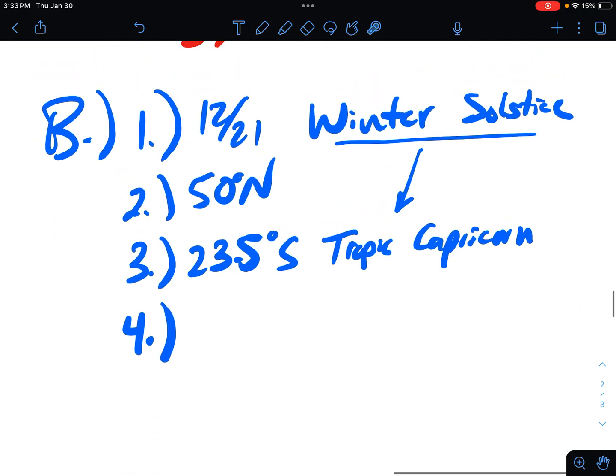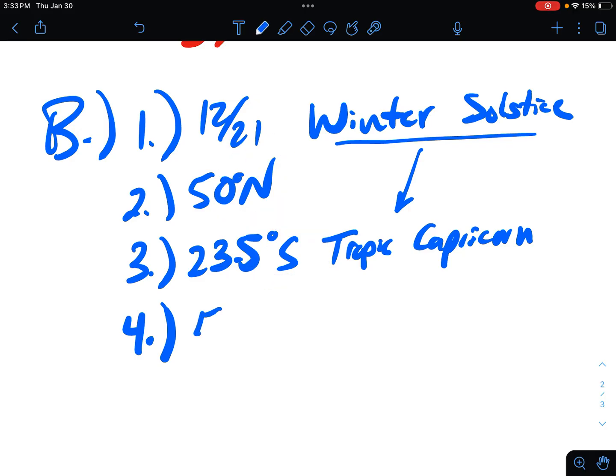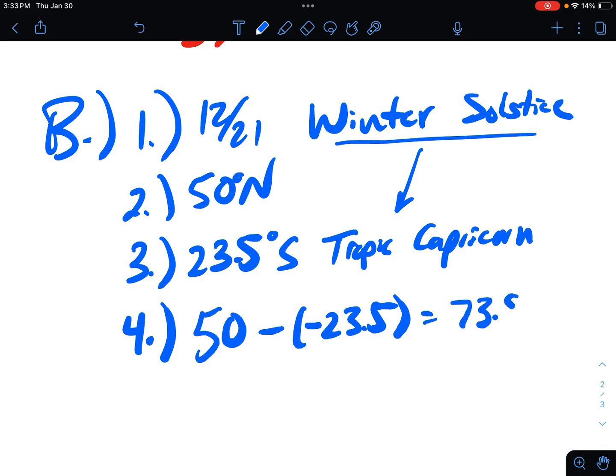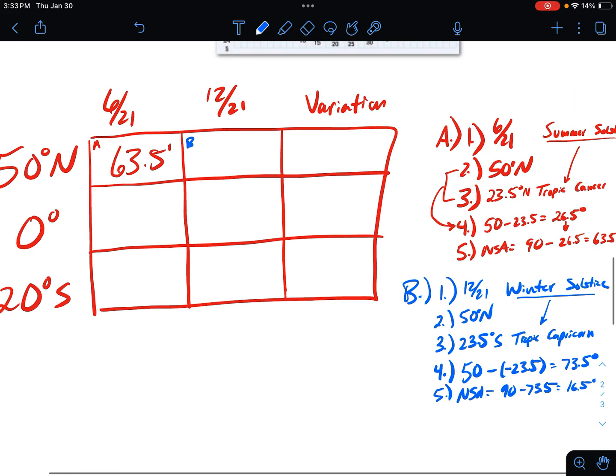So now I'm going to say this is a positive, this is a negative. So I'm going to take 50 minus a negative 23.5. Well, subtracting a negative is adding. So this is going to equal 73.5 degrees. That means this location is 73.5 degrees away from a 90-degree noon sun angle. So 90 minus 73.5 gives us 16.5. All right, so the answer to B is going to be 16.5 degrees.